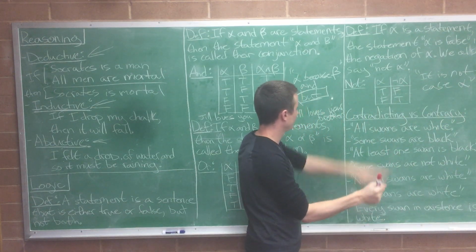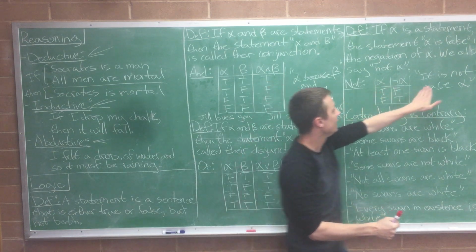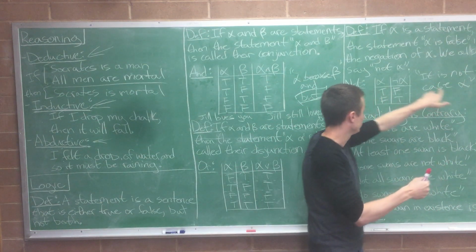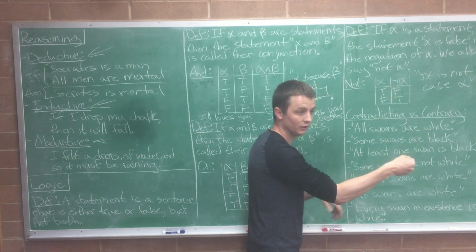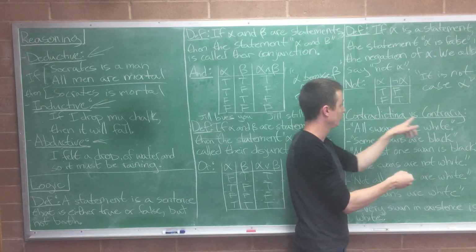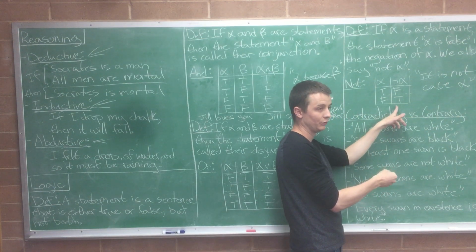So I'm holding a red marker. Alpha is Donnie's holding a red marker. It is not the case that Donnie's holding a red marker. False. Okay. And then vice versa. Now I'm not holding a red marker. It is not the case that Donnie's holding a red marker. True. Everyone following that?